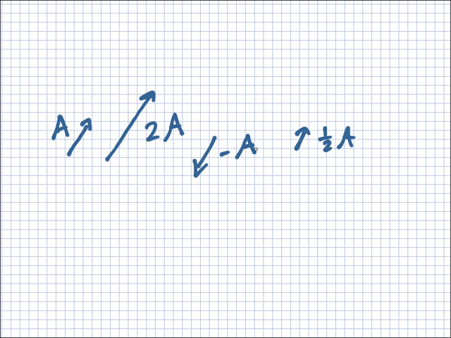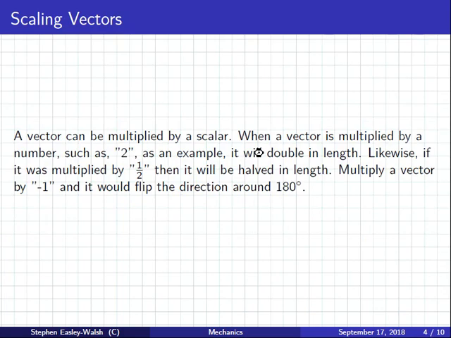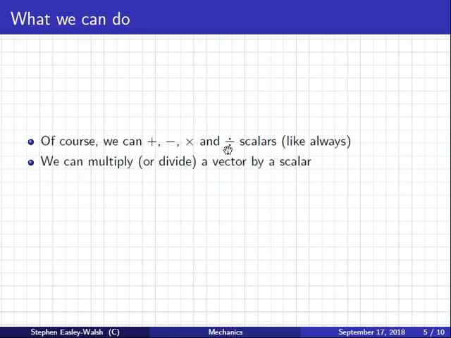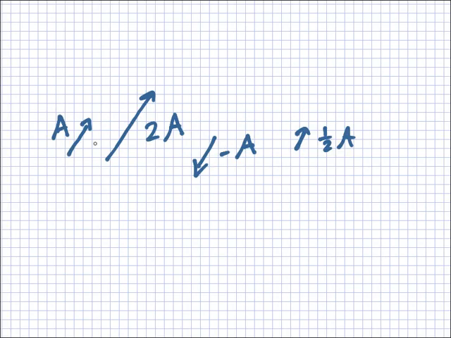Okay, got that? Yep, right. Now, we can plus, minus, multiply, divide scalars. You learned how to do that in baby school. We can multiply or divide a vector by a scalar. That's what we did here. We multiplied by 2 and divided by 2.